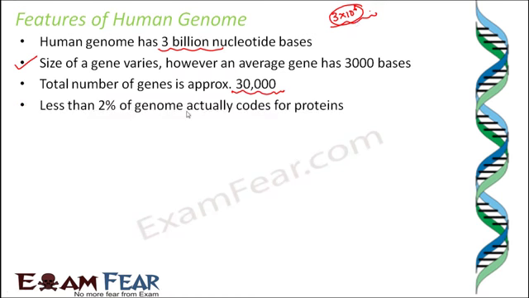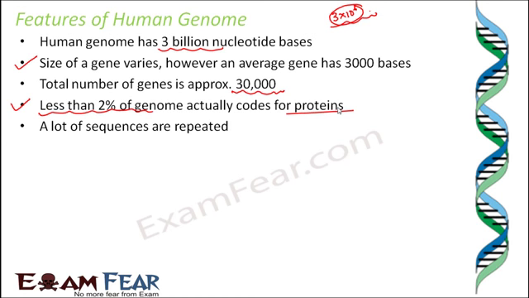Less than 2% of genome actually codes for proteins. Now amongst so many bases, a very less proportion of it actually really codes for proteins, except that all other are the non-coding portion. A lot of sequences are repeated. So these non-coding portions, what do they have? They also have sequences. So it has been found that most of the portion of the DNA has repeated sequence.